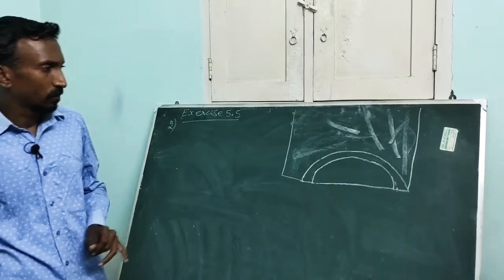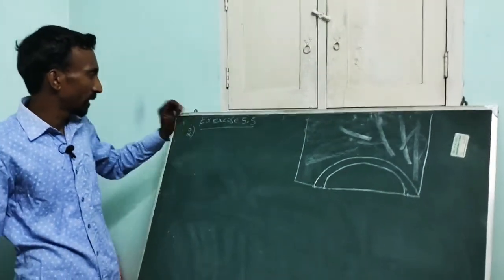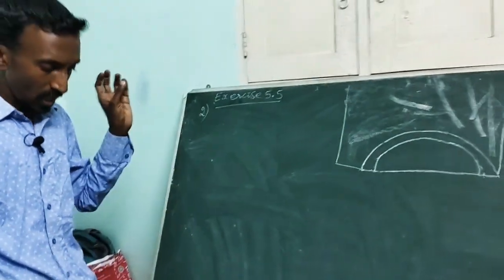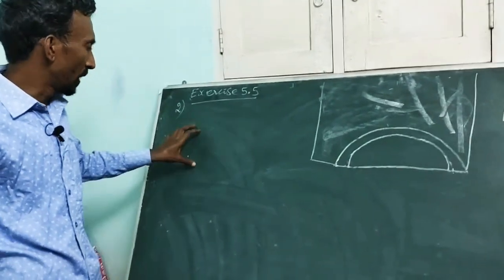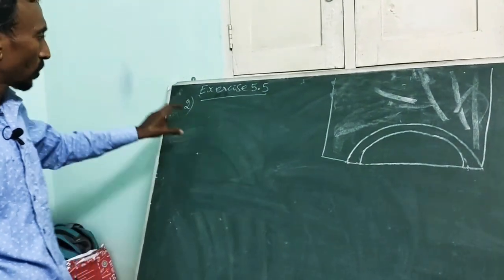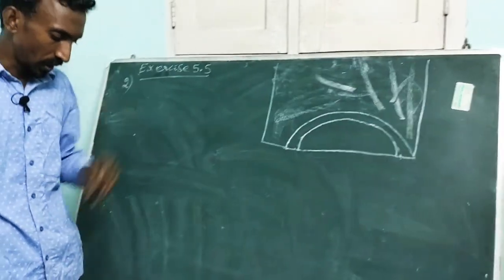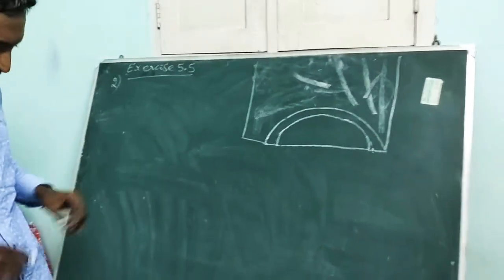Today we completed 6 problems related to parabola in the exercise 5.5, question number 1, 3, 4, 5, 8, 9. Now there are 2 problems related to ellipse, question number 2 and 7. First question number 2.